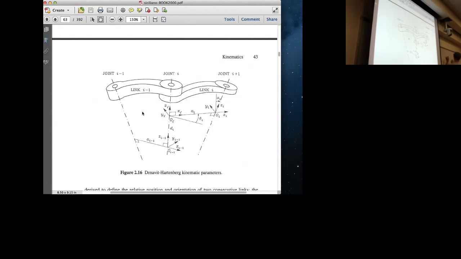This is relative. If I just go into this one coordinate system, the next joint looks exactly the same way. So now you have x2 and y2 up here, and here I have theta 2. Just from this point of view, it's exactly the same as what I have here. Okay? Same thing.